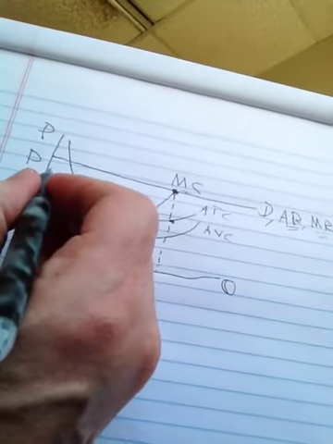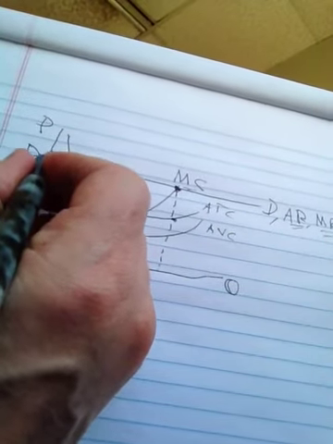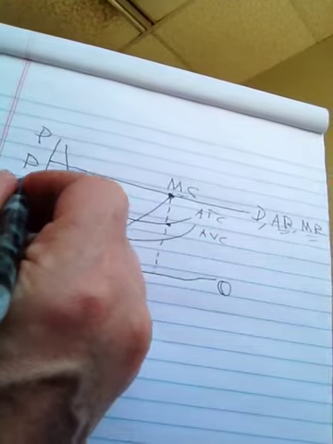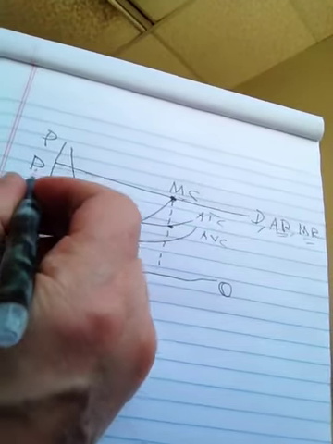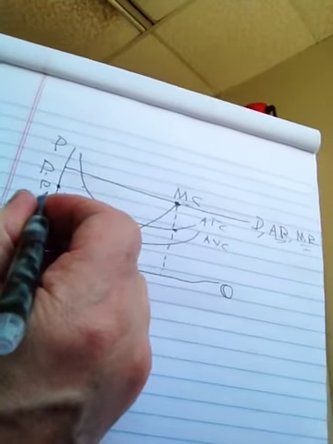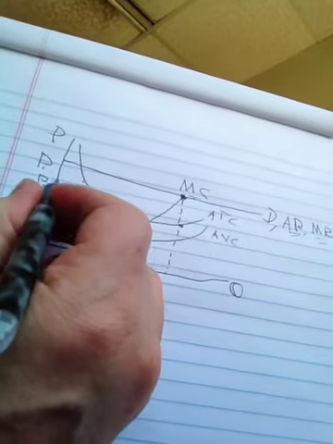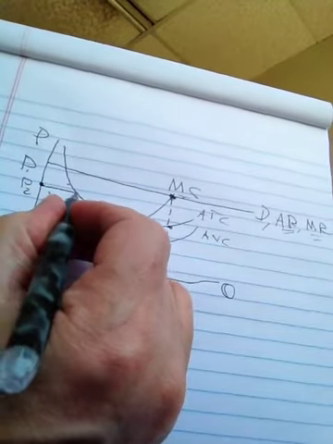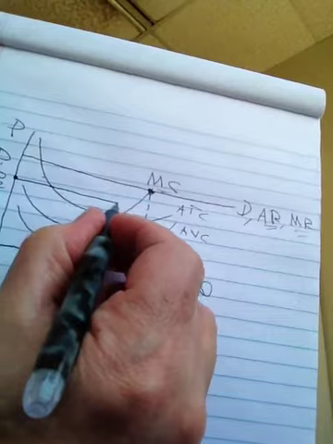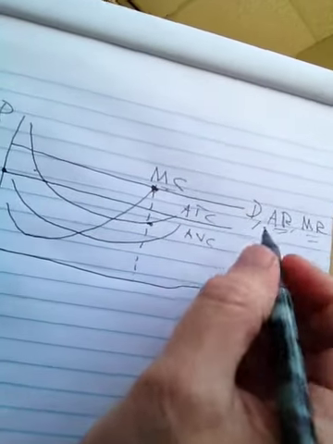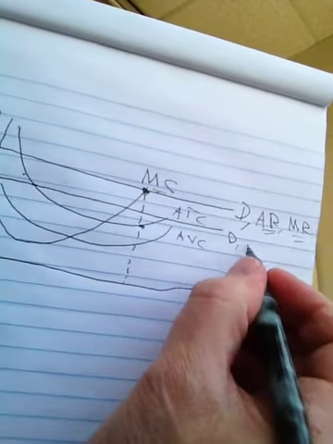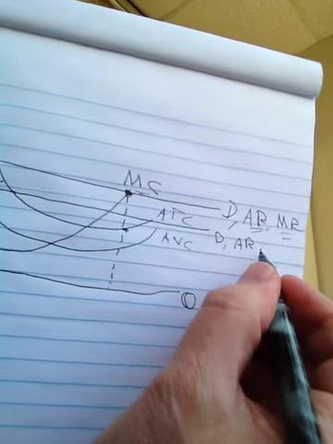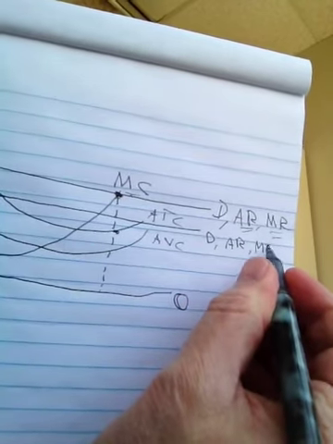When the price goes down, this demand curve shifts down. When the price goes from P sub 1 to P sub 2 here, the new demand curve is going to lie below the old demand curve, and it's going to be right here. So there's the new demand, average revenue, and marginal revenue.